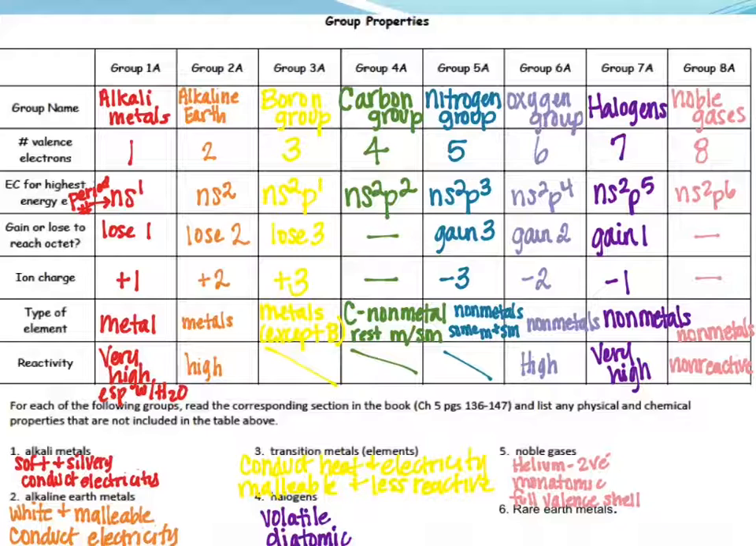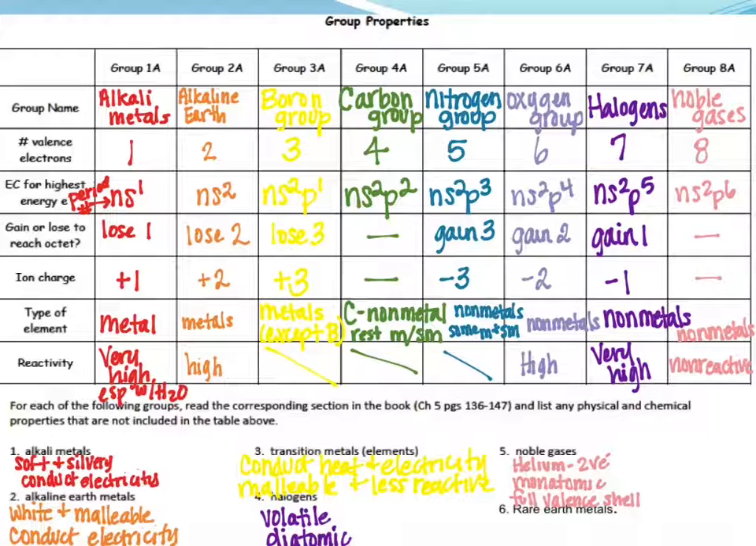Why does group 4A, even though it's more stable, not still gain or lose 4? It just depends on the situation and what element you're talking about. Carbon is mostly going to be sharing electrons, whereas tin and lead do something else. It depends on the type of metal or non-metal that you're talking about.